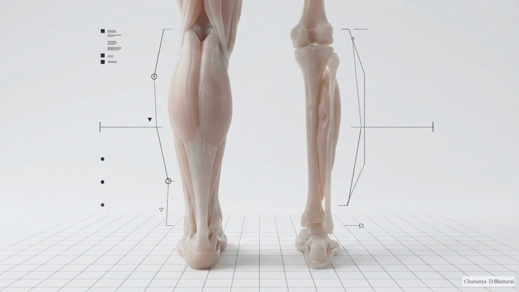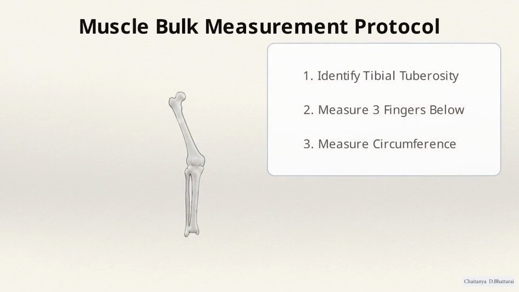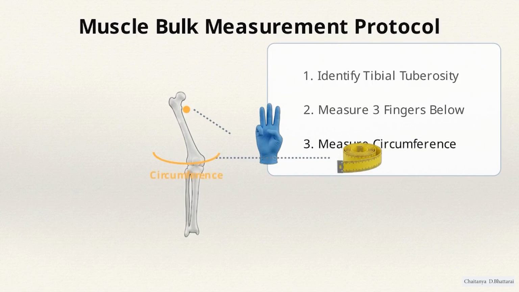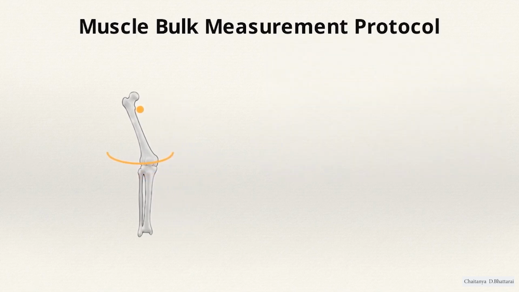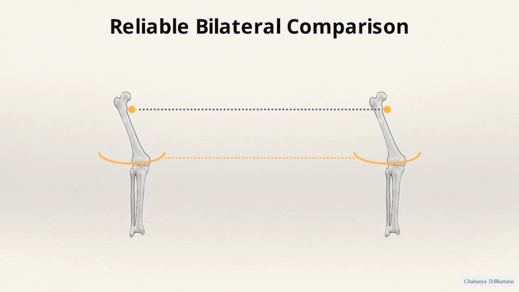The first hands-on phase involves assessing muscle bulk to identify asymmetry, atrophy, or hypertrophy. Approximating limb mass by eye is insufficient for a clinical diagnosis. Accuracy requires a three-step protocol. First, identify identical bony landmarks, like the tibial tuberosity. Second, measure exactly 3 fingers below that point. And third, take a precise circumference measurement. This geometric consistency ensures a reliable comparison between both sides of the body.